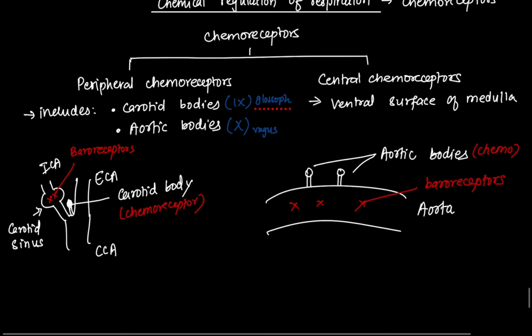So this is our basic introduction about the chemoreceptors. First we are going to discuss the peripheral chemoreceptors. That means we are going to discuss in detail the carotid bodies, the aortic bodies, and how they function. And later we are going to discuss the central chemoreceptors, which include the ventral surface of the medulla, right?